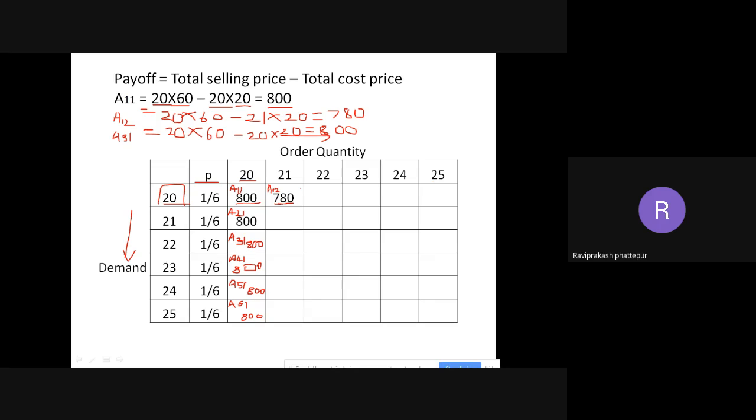So who can tell me A13 now? Say I'm buying 22, my demand is only 20. So it will be 20 into 60 minus 22 into 20. What is the value? 760, correct. So what is next now? A14. Go on calculating. 740, correct.